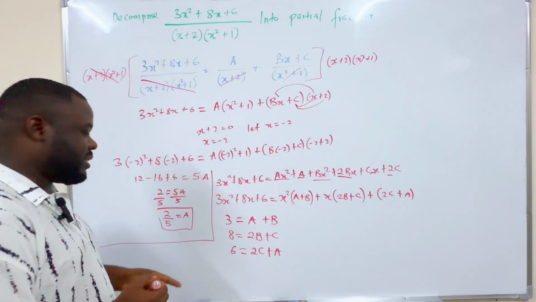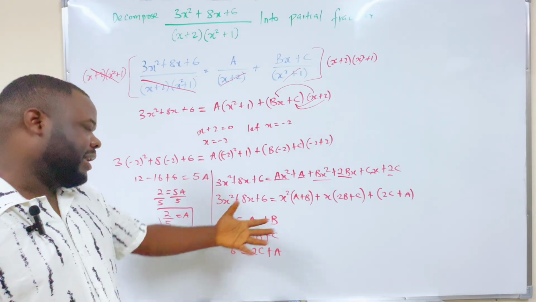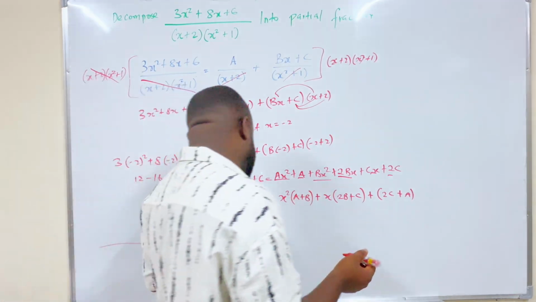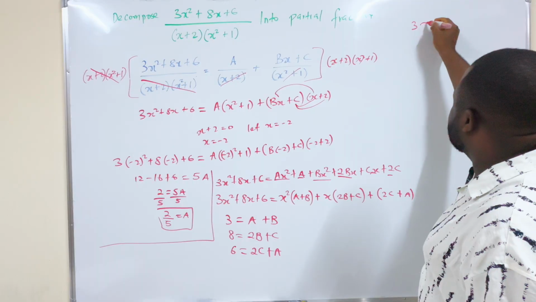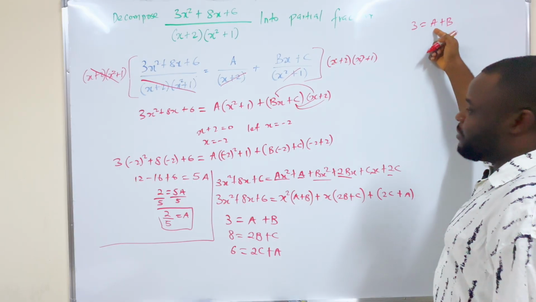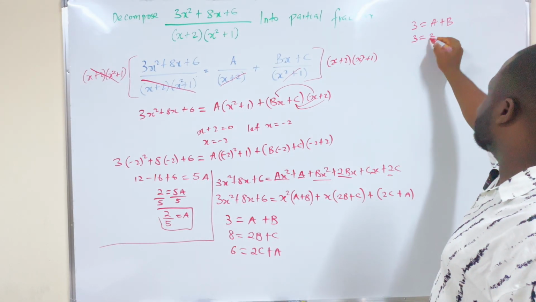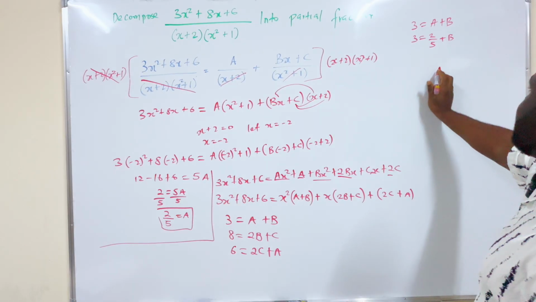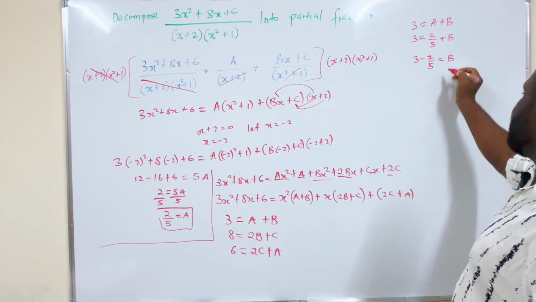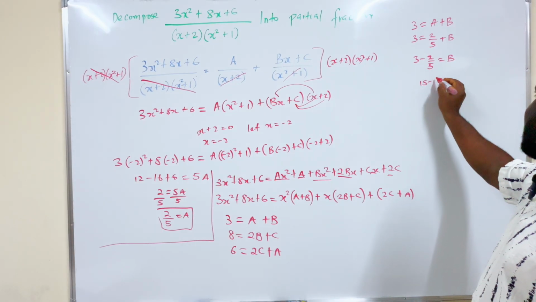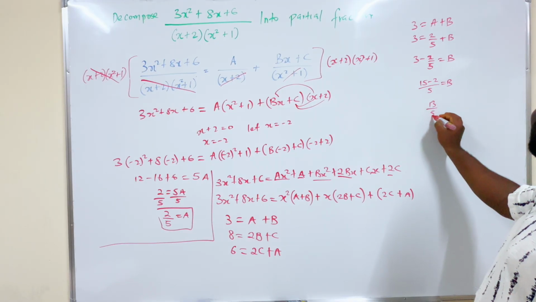Okay? So you can see that this is a system of equations. So what we are going to do is find each of the variables. So we have 3 equals a plus b. What is the value of a that we got? We got 2 over 5. So 3 equals 2 over 5 plus b. So this is the same thing as 3 minus 2 over 5 equals b. If you do this, this is going to give you 15 minus 2 over 5 equals b, and this is going to give us 13 over 5 equals b.